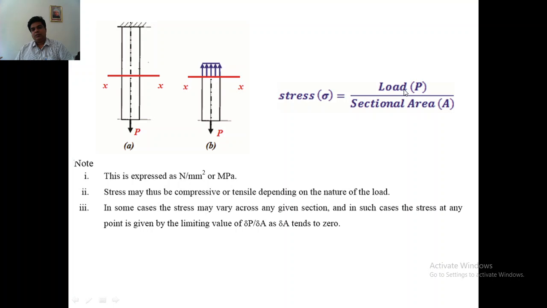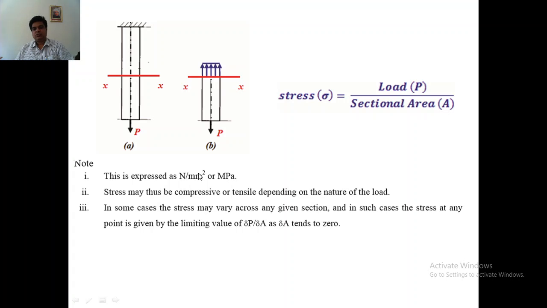So for example, when I take P as 10 Newton and cross-sectional area is 5 meter square, these are all the values. So you put the value of load and value of area in terms of units. If I take load as 10 Newton and area as 5 meter square, what will happen? 10 by 5 is 2. So 2 Newton per meter square we will get. So Newton per meter square or Newton per millimeter square is the unit of stress.